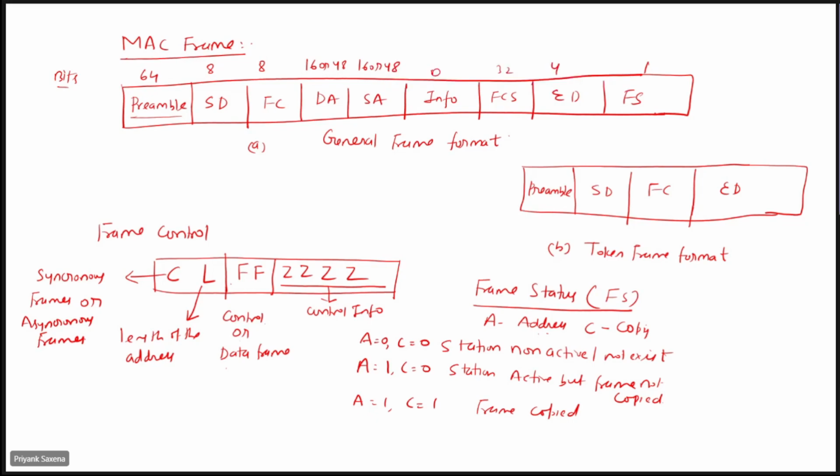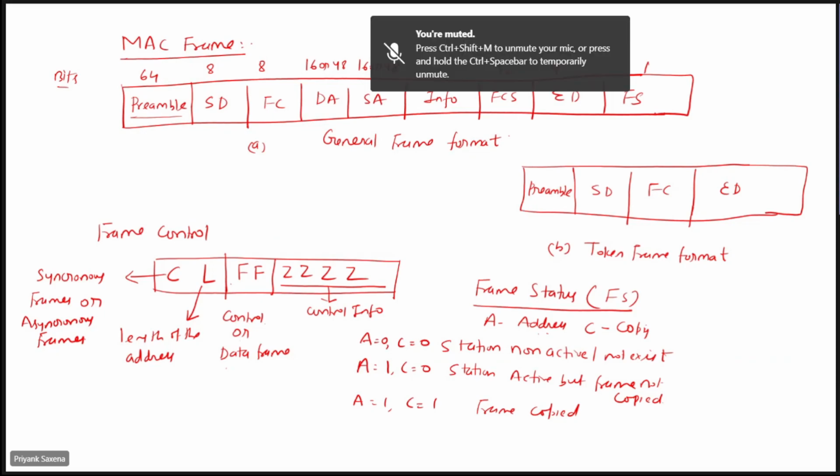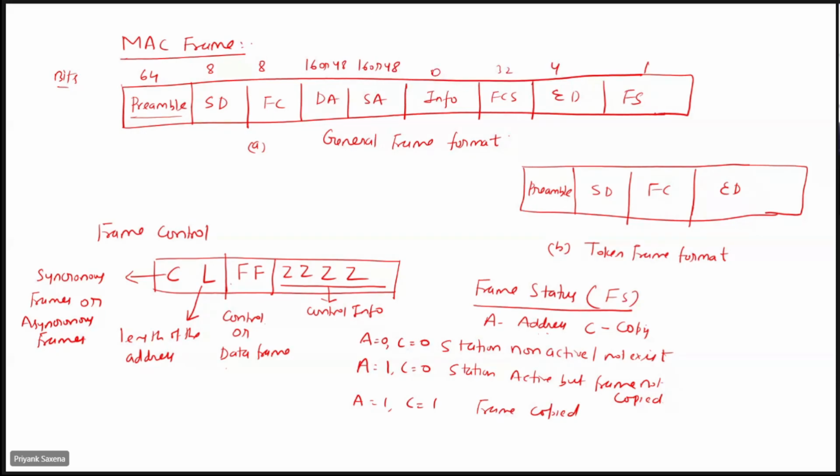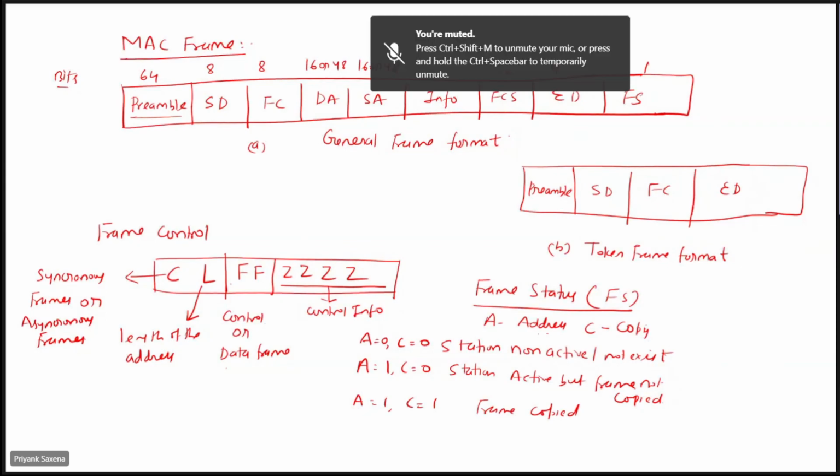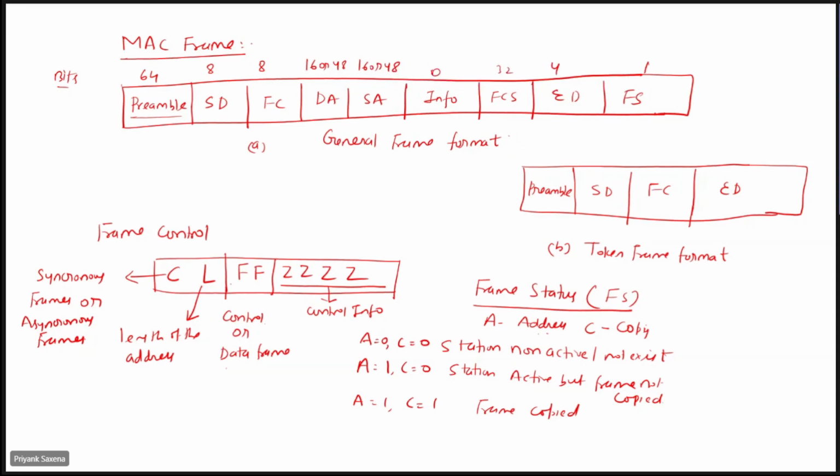Start delimiter is also for synchronization. Okay, preamble is just the beginning of a frame, marking the beginning of a frame, because it is necessary for the transmitter and the receiver to be synchronized, right? Because here we are using a distributed clocking. So SD, start delimiter, as you know that it is a non-data symbol, right?